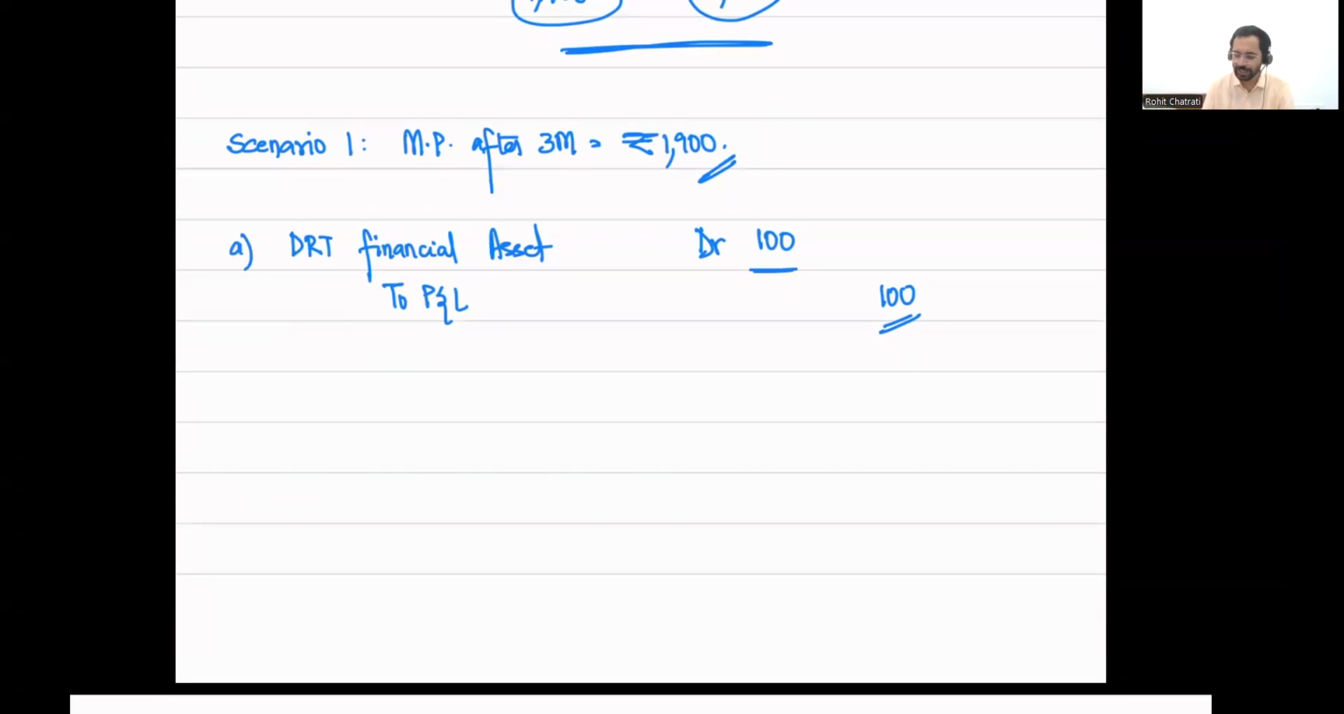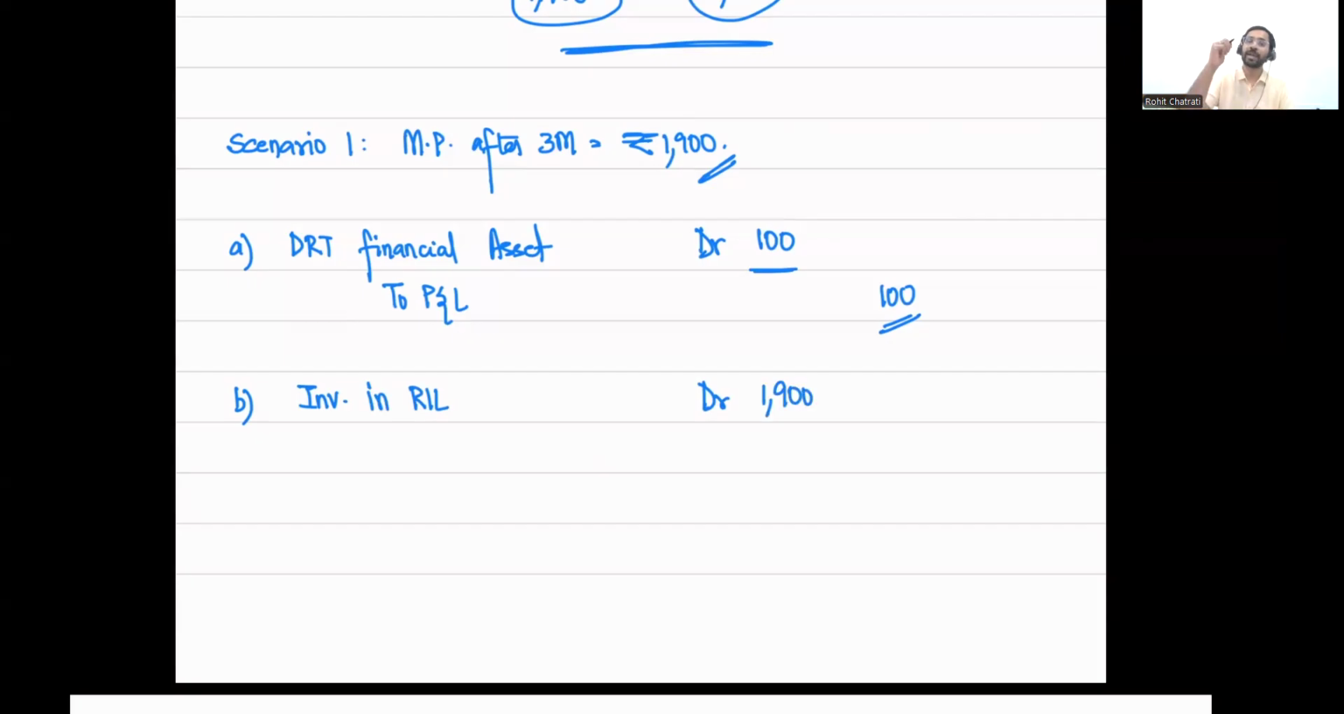All right, this was journal entry A. I am also going to settle the forward contract. What does settling the forward contract mean? I'm actually going to receive the Reliance shares of 1900 and I'm actually going to pay cash of 1800. The journal entry for that will be: I will debit investment in Reliance equity shares. I will debit it at 1900.